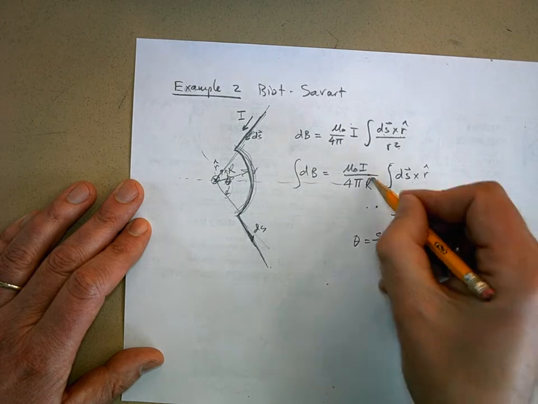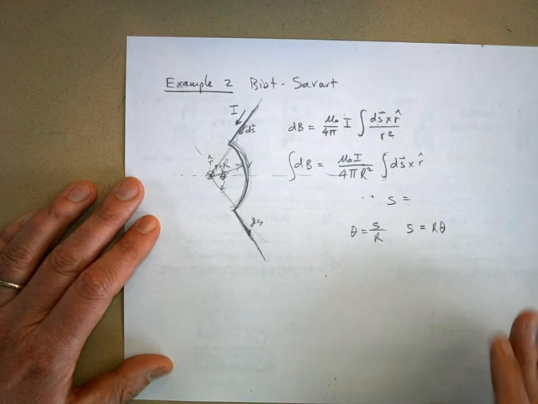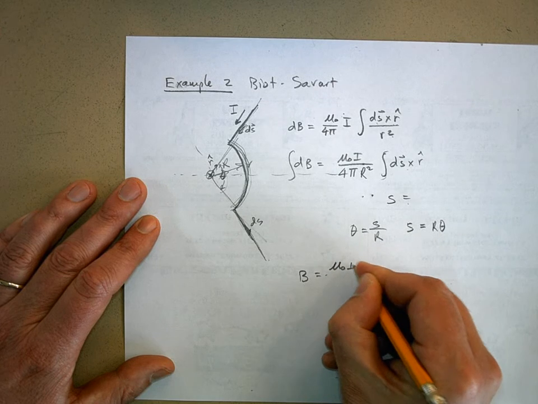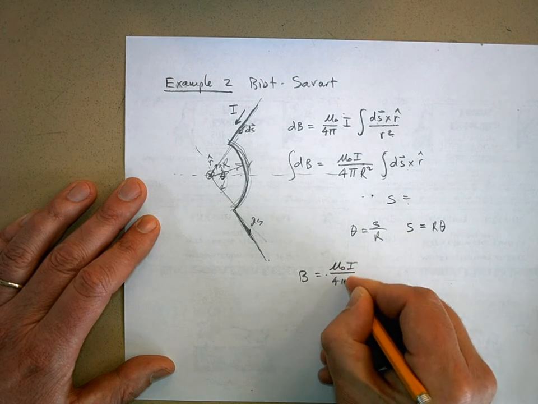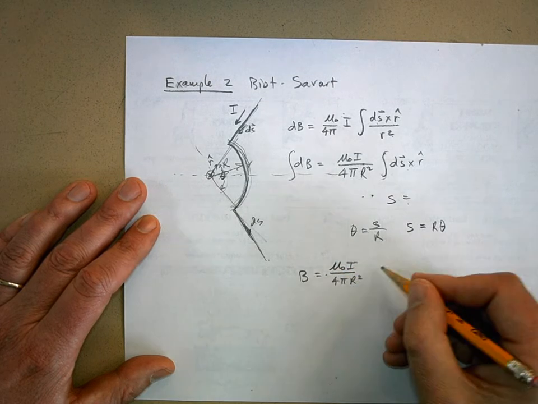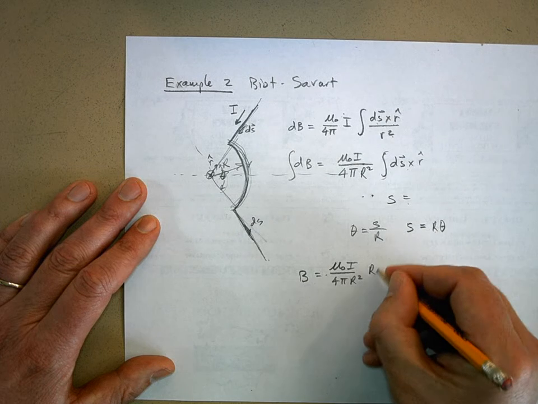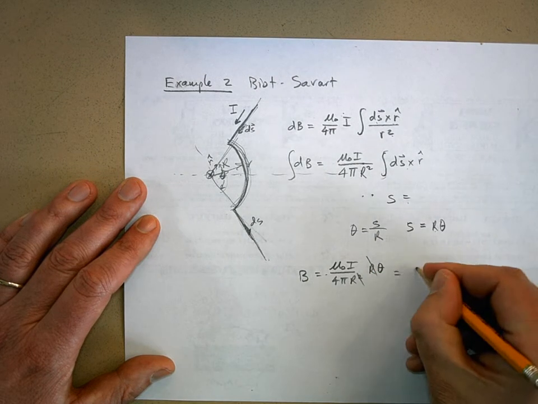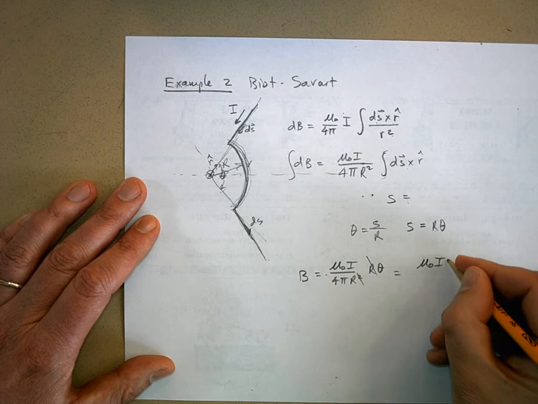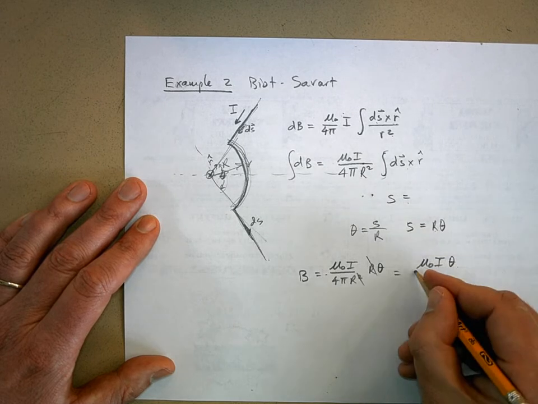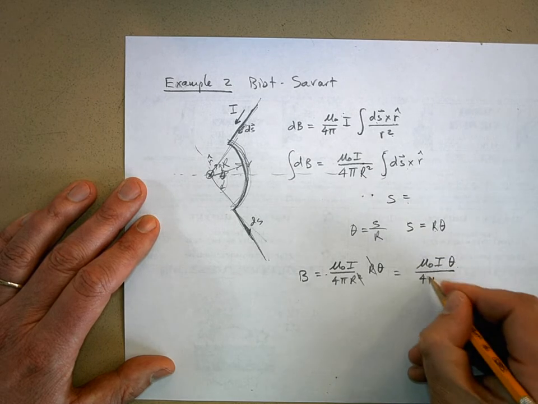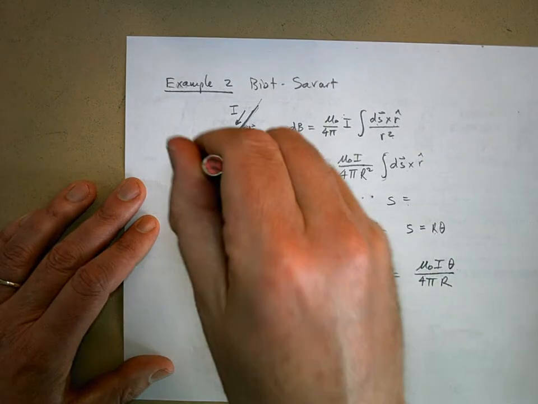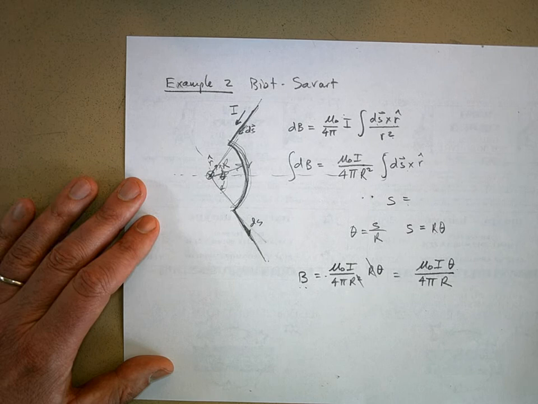So I plug that in here. And so I get B is equal to mu naught I over 4 pi r squared times s, but s is equal to r theta. R goes away. This is mu naught I theta in radians over 4 pi r. And that's the magnitude of the magnetic field. The direction is into the board at that point.